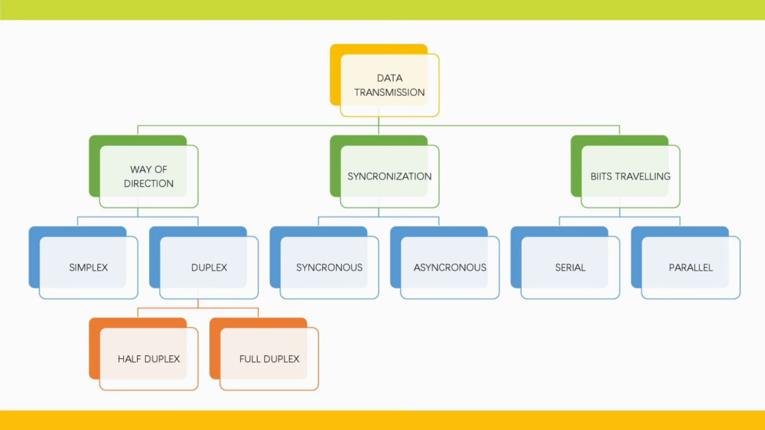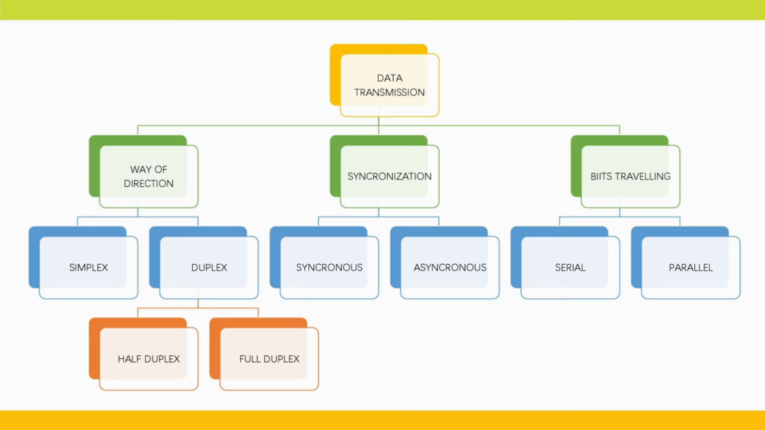So let's recall the chart of the data transmission modes. First, data transmission modes are distributed in three ways: way of direction, synchronization between devices or both ends, and the third one is the number of bits traveling at the same time. Then way of direction is divided into simplex and duplex. Duplex is again divided into half duplex and full duplex.